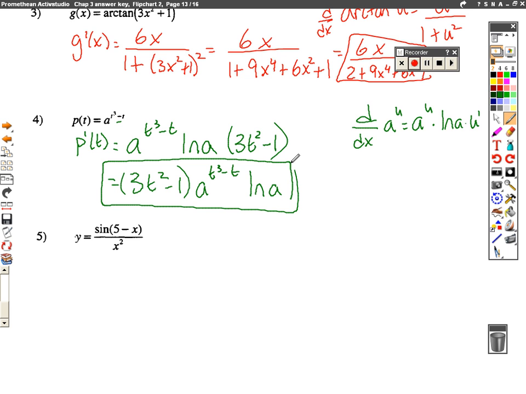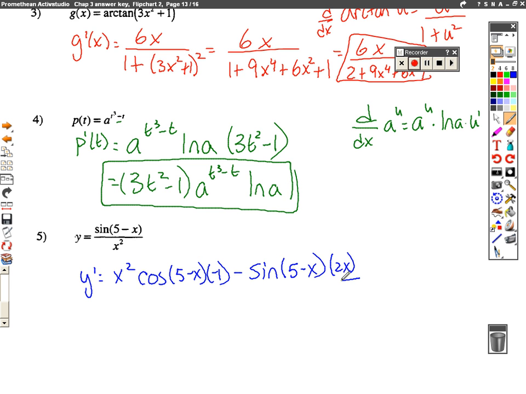Alright, finally, number 5. We've got y equals the sine of (5 minus x) over x squared. We're going to be using our quotient rule here. So y prime is equal to the low, x squared, times the derivative of the high, which is cosine of 5 minus x, keep 5 minus x the same, times the derivative of the inside, which is a negative 1, minus high, times the derivative of the low function, which is x squared, so 2x, over the low function squared.